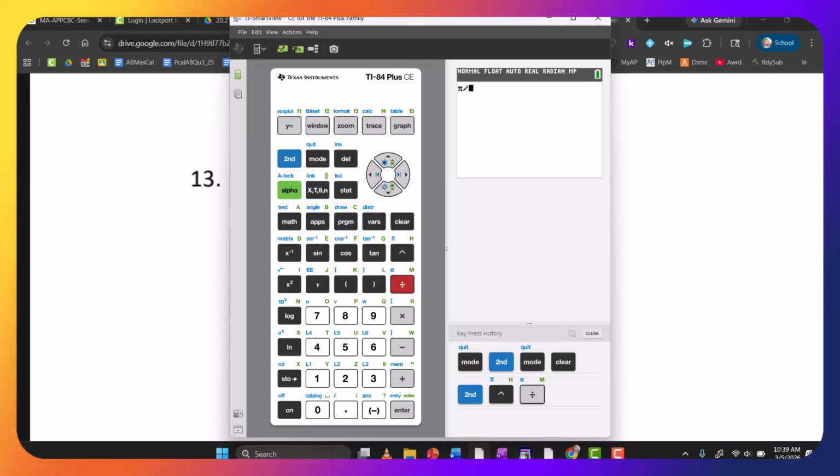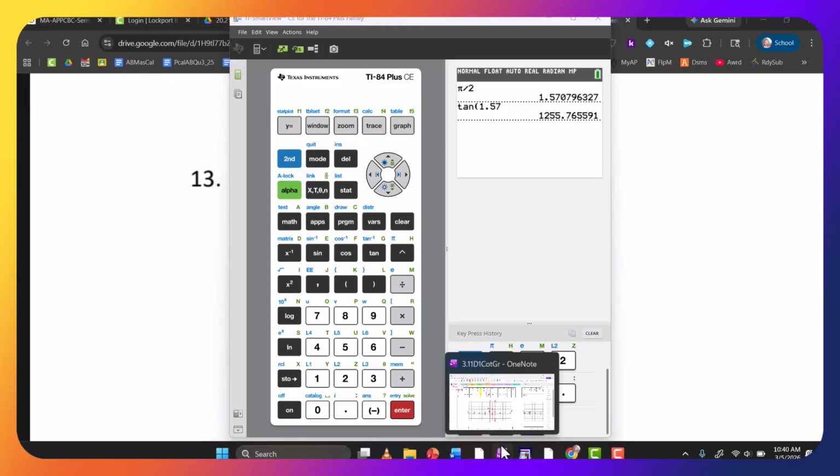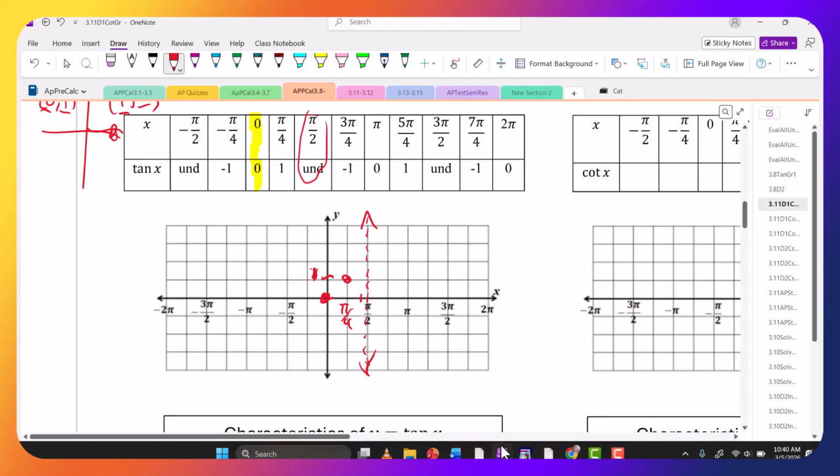Here's pi divided by 2. So you know what I'm going to tan? I'm going to tan 1.57. That's right before the asymptote. So tan 1.57 radians, short of where the asymptote is located. Booyah! 1,255. That should be enough for you to understand that right before this asymptote, the graph is way up here. So the graph behaves like this. That's why we have an asymptote there.